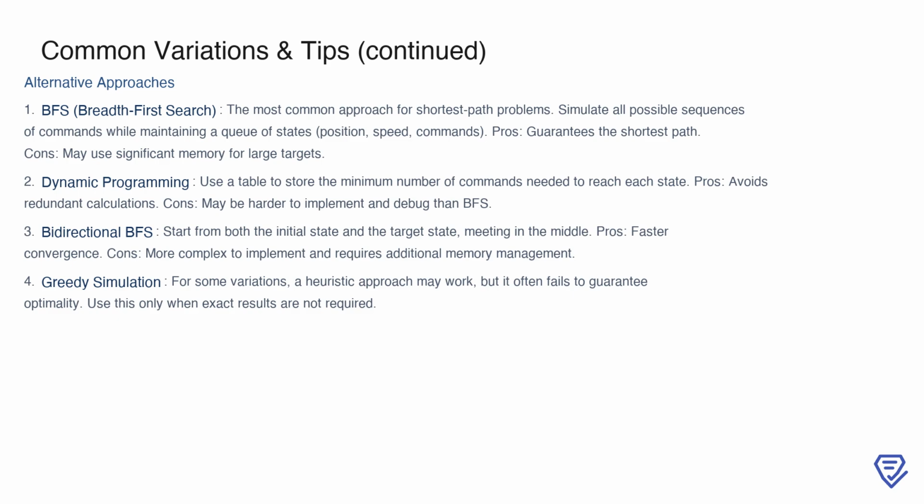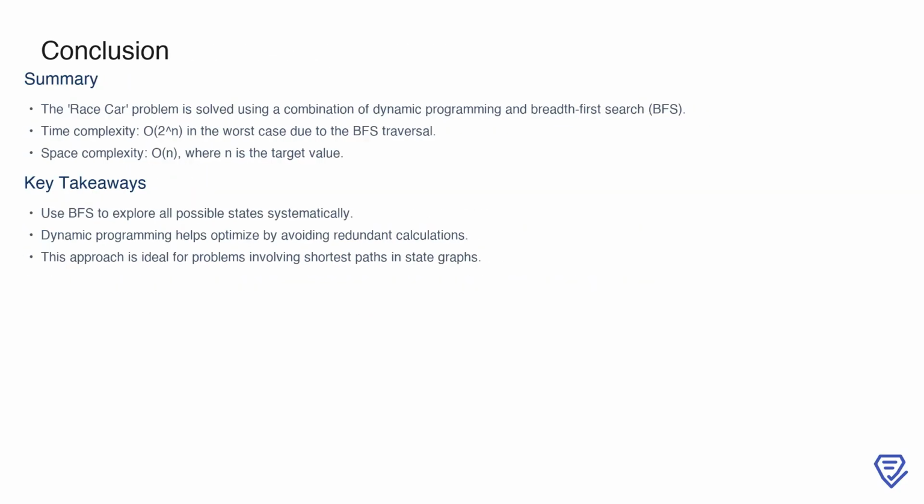Finally, there's the greedy simulation approach, which uses heuristics to make decisions. While it can be effective in some variations, it doesn't guarantee optimality and should be used cautiously when exact results are required. Great job! To recap, we explored the racecar problem using an efficient BFS and dynamic programming approach. Remember to practice similar problems to strengthen your algorithmic thinking.